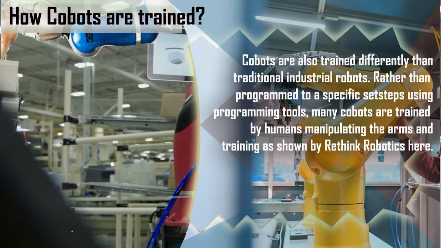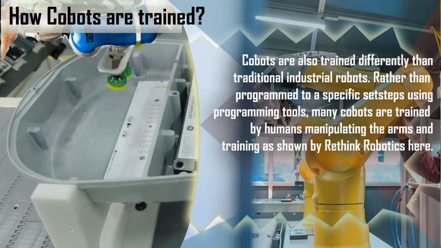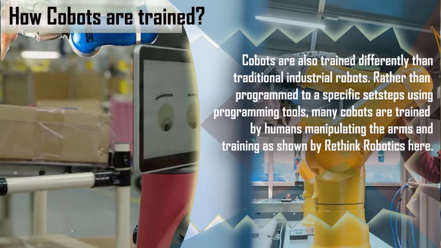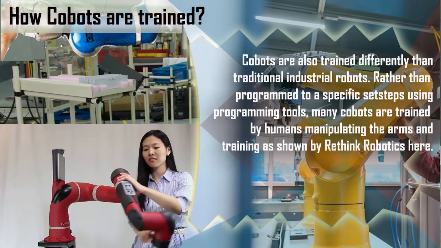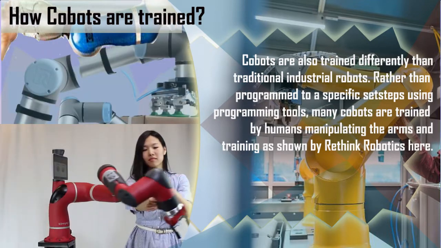Cobots are also trained differently than traditional industrial robots. Rather than being programmed to a specific set of steps using programming tools, many cobots are trained by humans manipulating the arms, as shown by Rethink Robotics in their video.